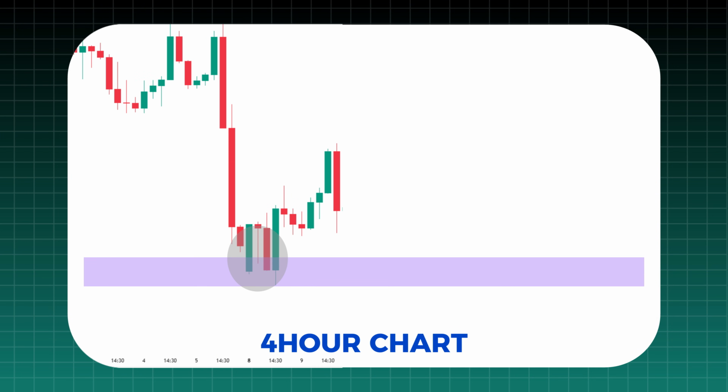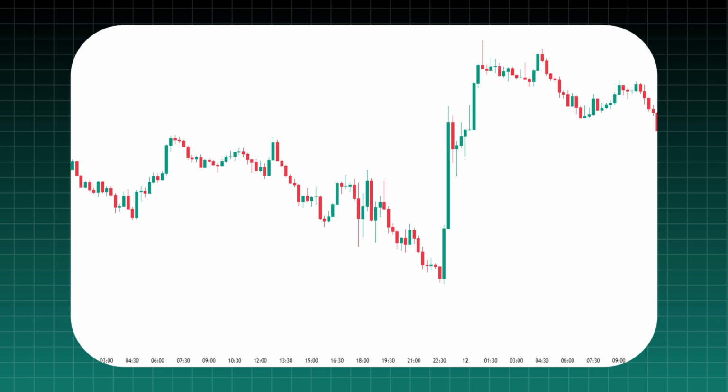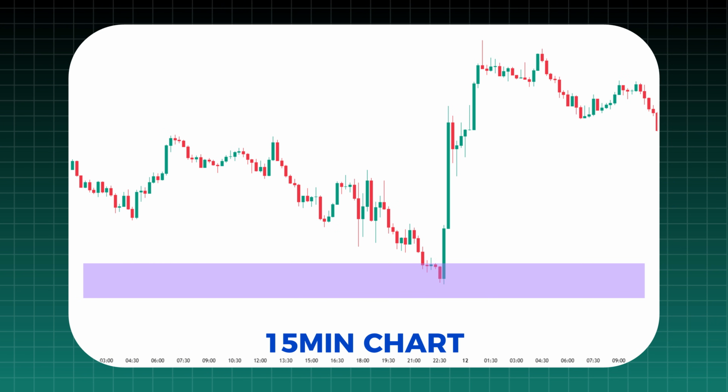Now, the final step, which is your lower time frame entry confirmation. When the price finally touches your 4-hour support level, you want to immediately zoom in to your lower time frame, which, based on our cheat sheet, would be the 15-minute chart. On this 15-minute chart, you are looking for signs of momentum loss from the sellers and strong buying pressure stepping in to confirm the bounce.